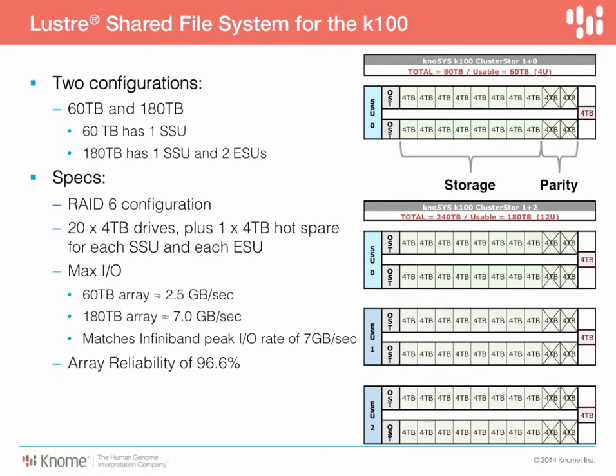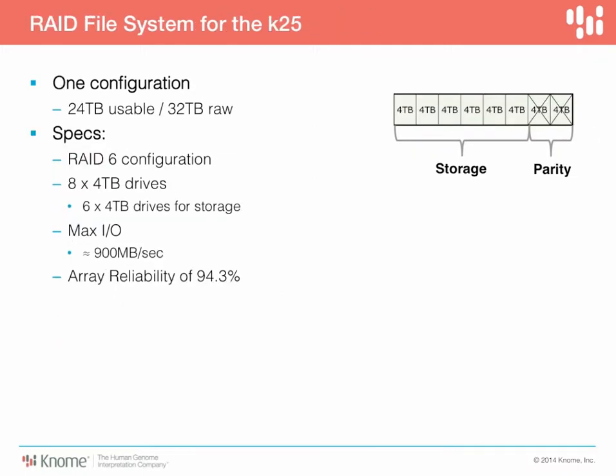Now, of course, the K25 has a shared file system, but it's not Lustre. It's actually a RAID 6 array, and it's much simpler, but it's also designed for lighter duty. Basically, for the K25, we have just 8 drives of 4 terabytes, so that's 32 terabytes raw. And in RAID 6, 2 become parity drives, and you end up with 6 for storage, so 24 terabytes usable. And this has a maximum I/O rate of just under a gigabyte per second, and in reality it'll be less, but that's still a pretty good I/O rate.